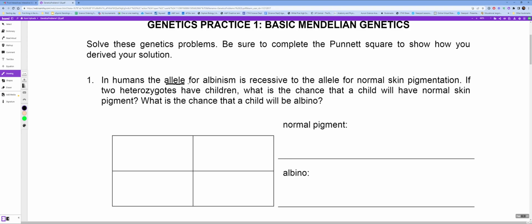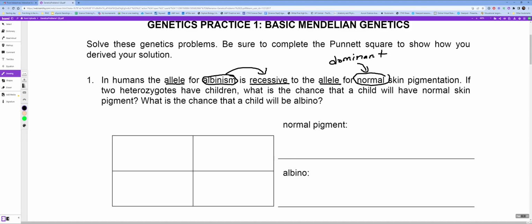In humans, the allele for albinism is recessive to the allele for normal skin pigmentation. So I'll circle normal and albinism here. So albinism is recessive. If the albinism is recessive, that means that our normal allele is dominant.